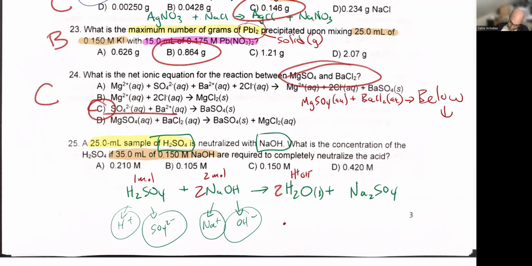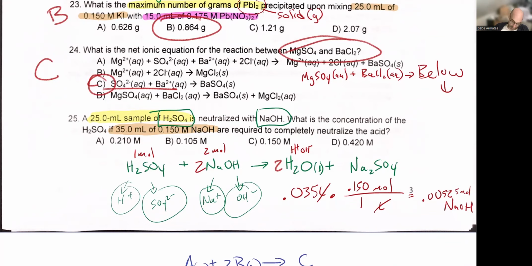Again, 0.035 liters times fraction. I want liters on the bottom, moles on the top. 0.150 moles is 1 liter. Liters cancel, and I'm going to be left with, what is that? 0.035 times 0.15 gives me 0.00525 moles of NaOH.